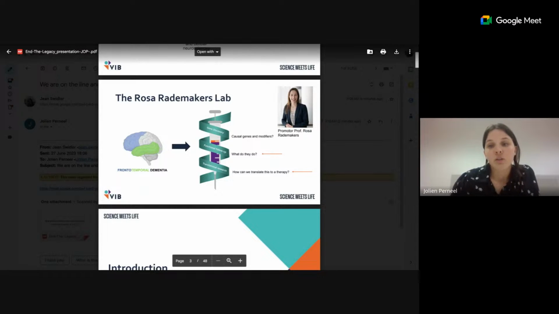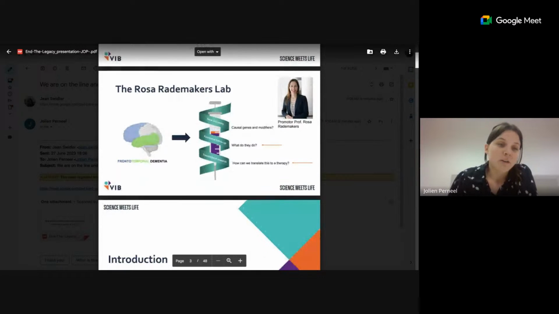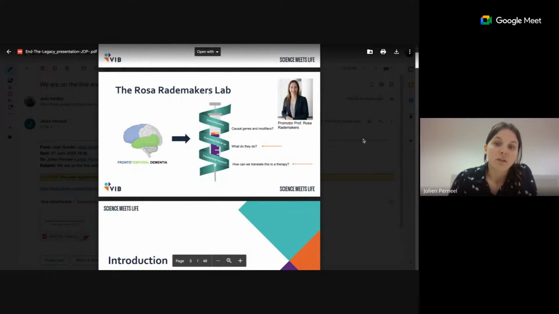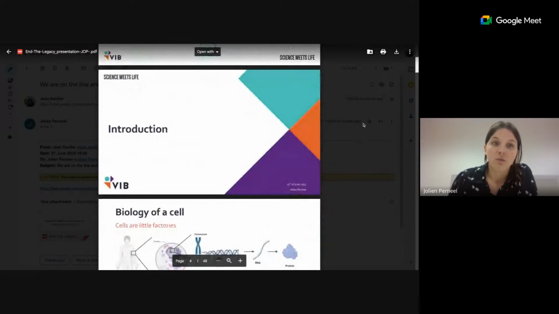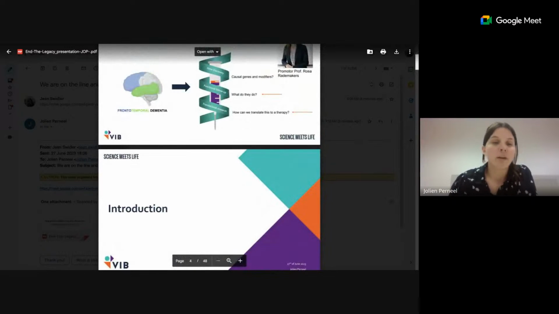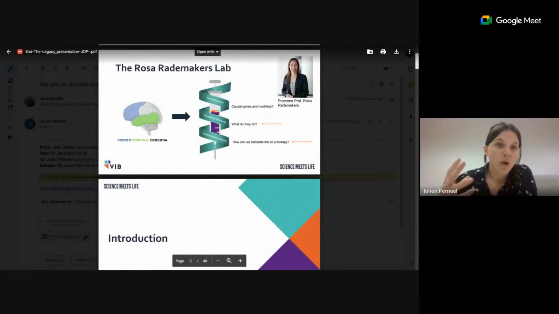And during my PhD, I am working on the biology and function of TMEM106B, which was identified as a risk factor and disease modifier for FTD back in 2010. Which means that I mainly focused on the two parts of functional follow-up and the translational research in the lab.